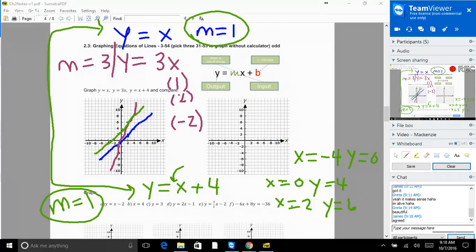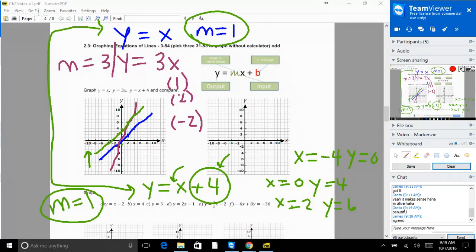But what else do I have going on? I have this plus 4. So how does the plus 4 transform my simple y equals x equation? Well, the plus 4 shifted my whole line up 4 spots. You see that? Before I was at 0, and now my intercept is at 4. So this is the y-intercept part.